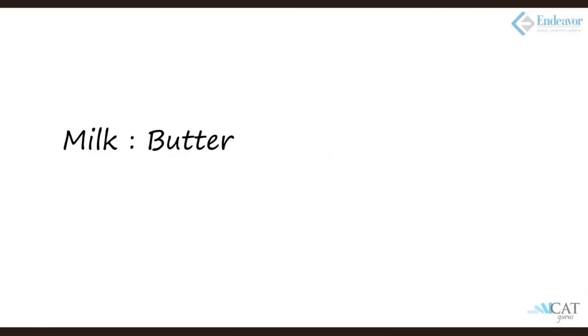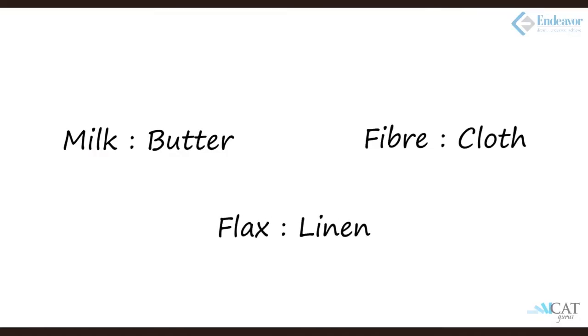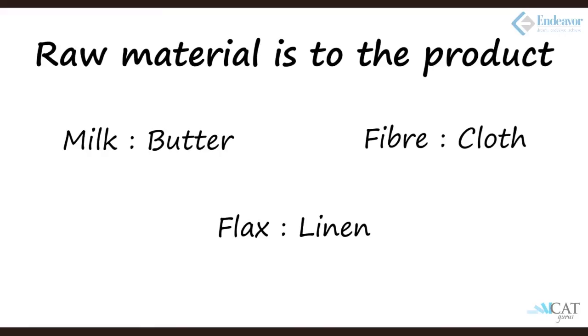Now here, if at all we end up going further and assessing some which are a little difficult to understand, this is where vocabulary plays a role. Otherwise these were reasonably easy to sort. If I cast the other examples the other way around, say for example, I say milk is to butter, or I say fiber is to cloth, or I say flax is to linen, it should come out of you that this is more to do with raw material is to the product.